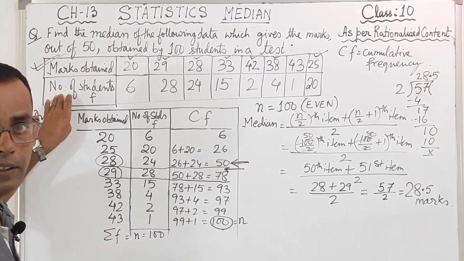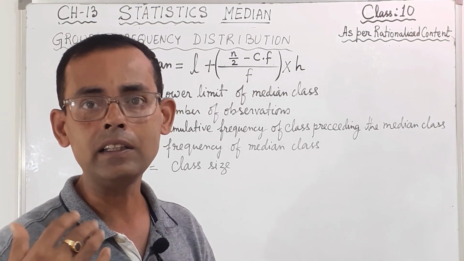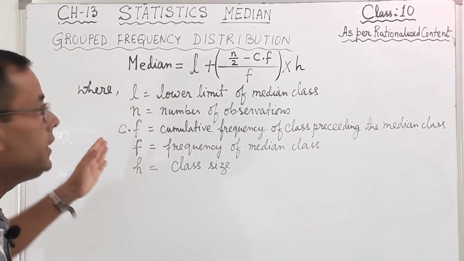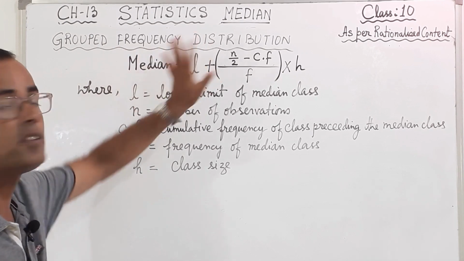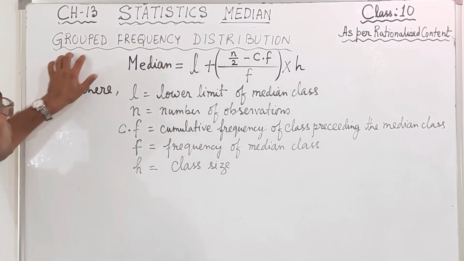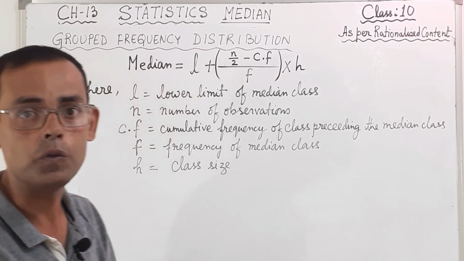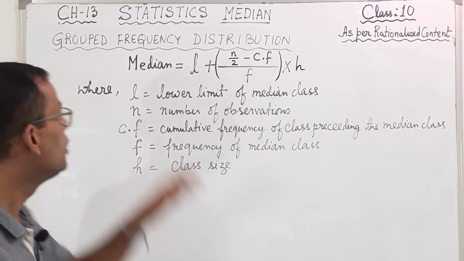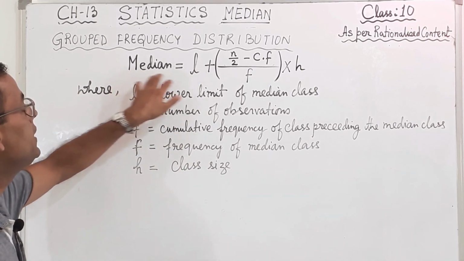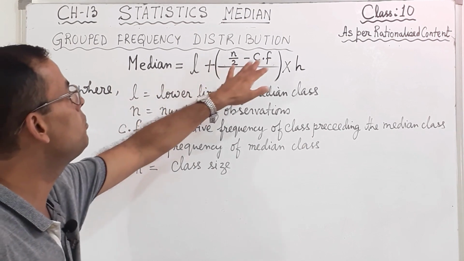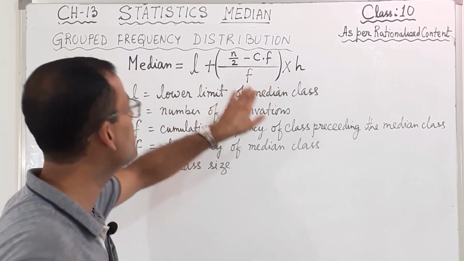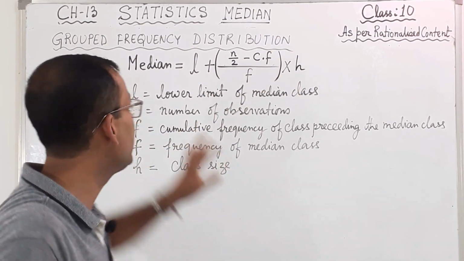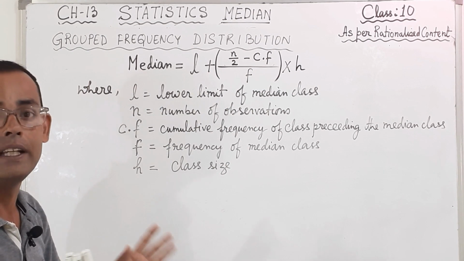Okay, understanding? Now we will understand another new concept of median, that is how to find out median from grouped frequency distribution table. Okay, so if it is grouped frequency distribution, then how we will solve it? So that time the formula also changes. Clear? So we will understand this formula. Median is equal to L plus (N by 2 minus CF), that means cumulative frequency, divided by F, that means frequency, into H. So we are going to understand what is the meaning, and how we will use this formula.